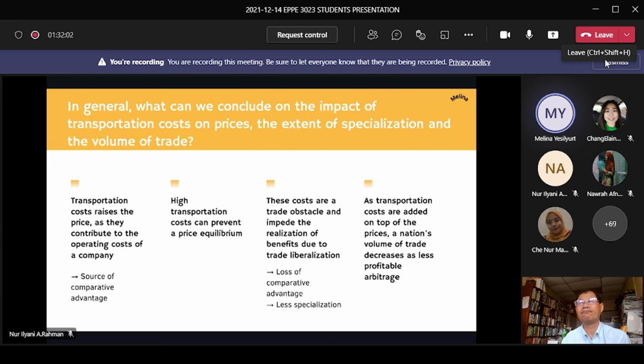So in general, for perfect free trade, there would be no transportation costs, but as they are given in reality, this is an obstacle for free trade.